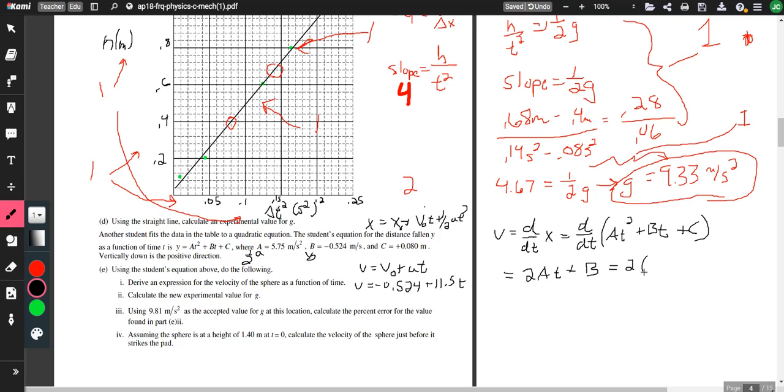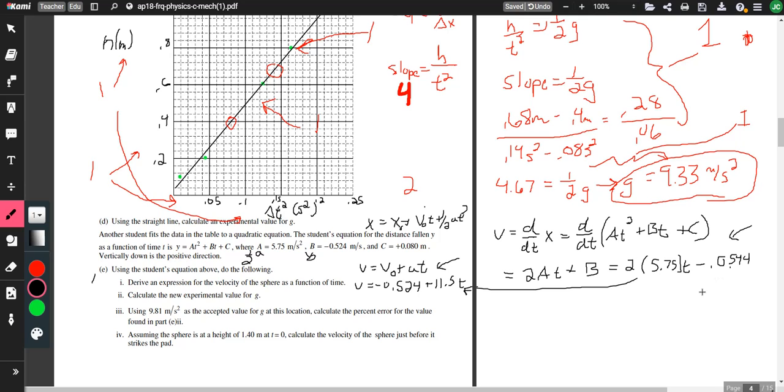Plug in the numbers in. a is 5.75, and b is 0.0524. And look at that, we get the exact same equation that I got over here. All right. This was actually only worth 1 point. You could have done either way. You could have done the short way that I did here, or if you wanted to, you could use calculus. So this was actually a great example of where you didn't really need to do calculus.